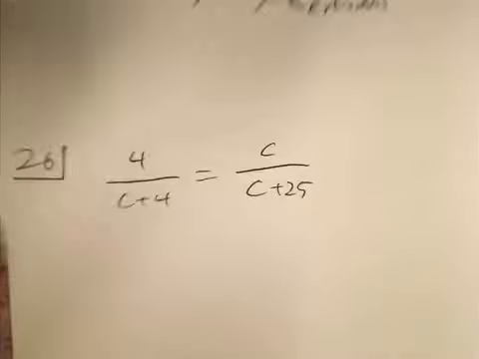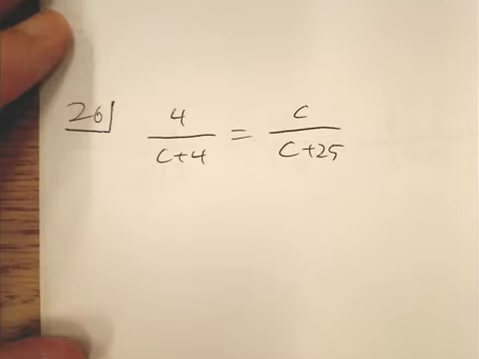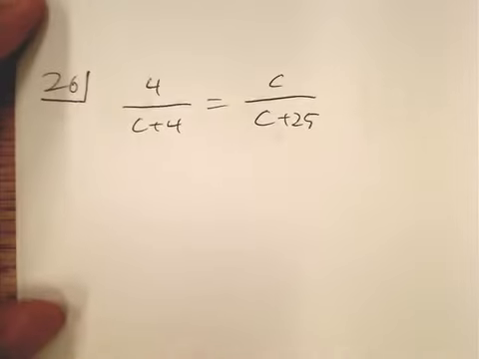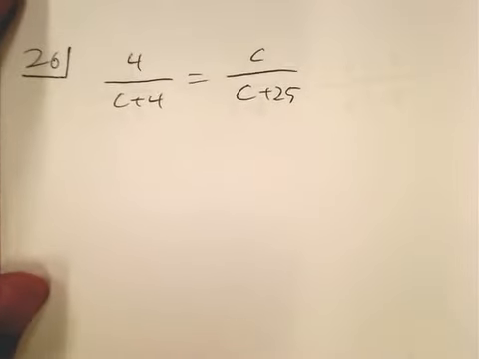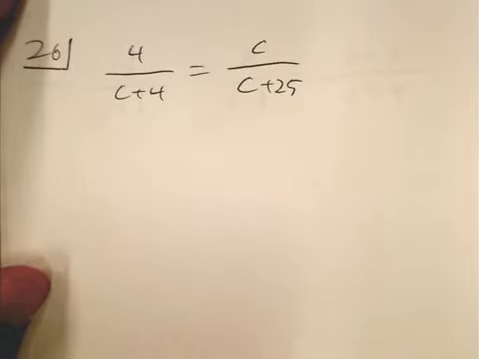Okay, let's look at 26. Again, another cross multiplication one. I'm going to let you start this one. Go ahead and try to cross multiply and put your equation in standard form. Make it equal 0. Go ahead.